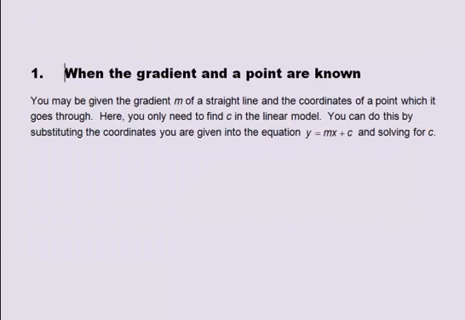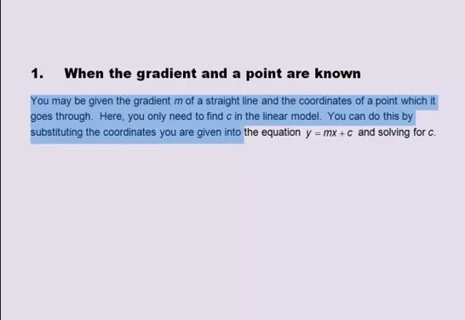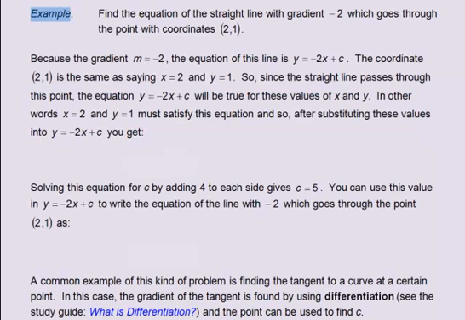1. When the gradient and a point are known. You may be given the gradient m of a straight line and the coordinates of a point which it goes through. Here you only need to find c in the linear model. You can do this by substituting the coordinates you are given into the equation y = mx + c and solving for c. Example: find the equation of the straight line with the gradient minus 2 which goes through the point with coordinates (2, 1).